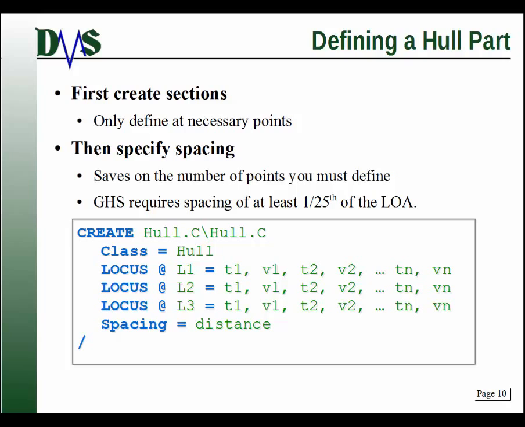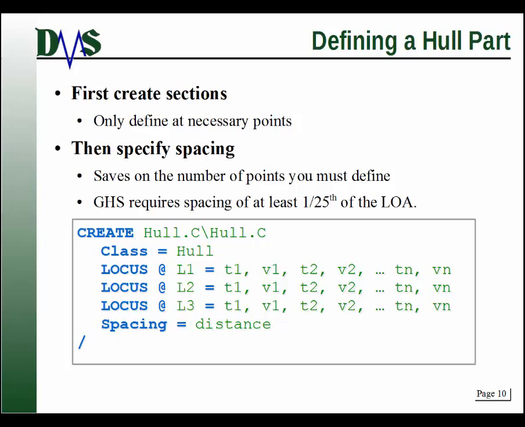So as you can see, we first use the create statement. We specify hull.c as the name of our part. You can see here the .c, this is our naming convention to specify the sidedness of our part. Because it's .c, GHS is automatically going to mirror anything we define. That means we only have to define the starboard half of our hull. GHS will automatically mirror it over to the port half.